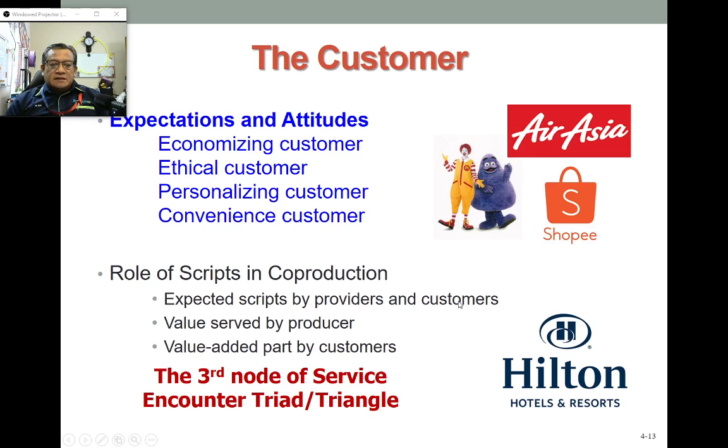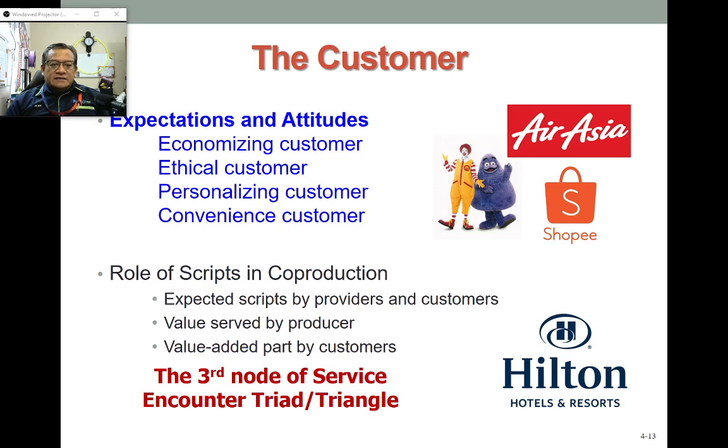For example, if you take a look at a Petronas petrol station, when you enter the shop, which has the glass window there, you will normally notice that the cashier at the counter will greet you, "Selamat pagi," "Assalamualaikum," or "Selamat datang." So those are the role of script in production, because the service provider has been trained or inculcated to greet, smile, and ask whether they could help. So those are the role of script in co-production.